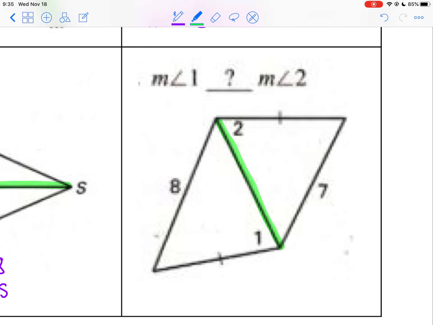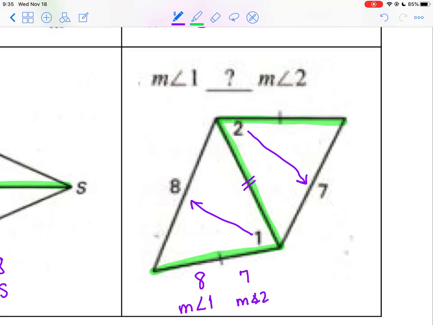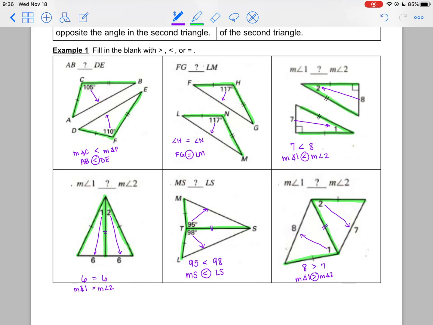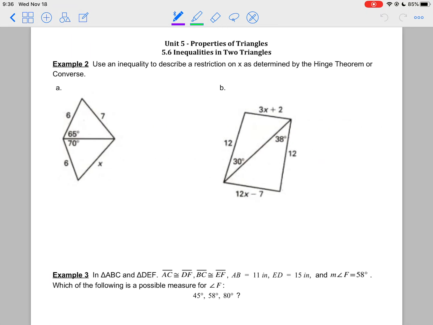All right, and our final one here, we have the reflexive property for this second side. And then our hinge theorem is talking about across from those angles. So across from angle 1, we have 8. So 8 and the measure of angle 1 are connected. 7 and the measure of angle 2 are connected. And so since 8 is greater than 7, the measure of angle 1 will be greater than the measure of angle 2. So that's the application of the hinge theorem and the hinge theorem converse in terms of how we can use this to set up inequalities or relationships between those angle measures.